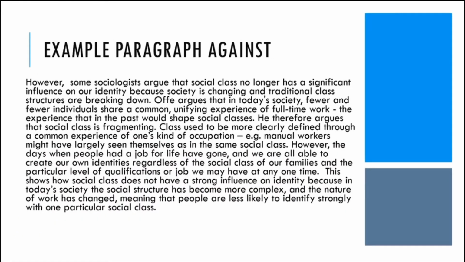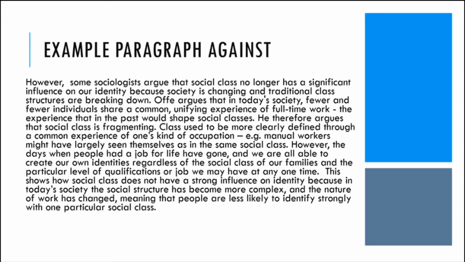Okay, let's now have a look at one example of a paragraph against the main view of the question. And this paragraph is using the argument that because people no longer have one job for life and they no longer often work full time, they do not identify so much as one particular social class.